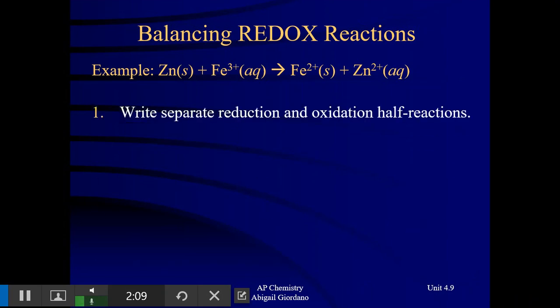But what we're going to talk about today is how to balance a redox reaction. Okay, and the way that you do that, guys, if I were to pull up everything on this slide, you would see a series of steps. I'm actually just going to work through this example and then I'll show you the steps in just a moment.